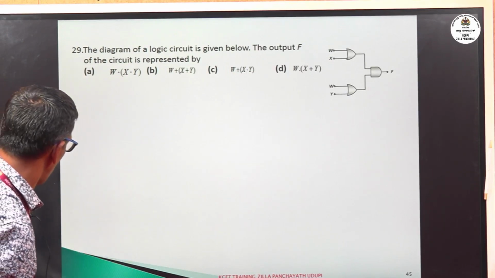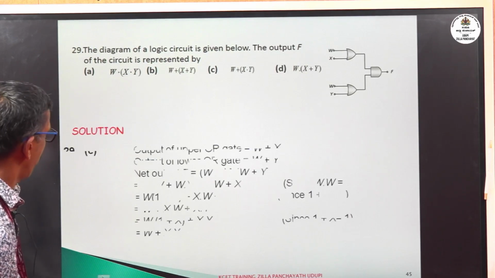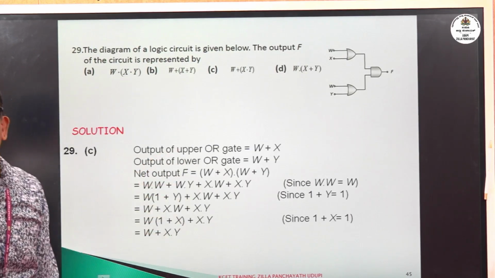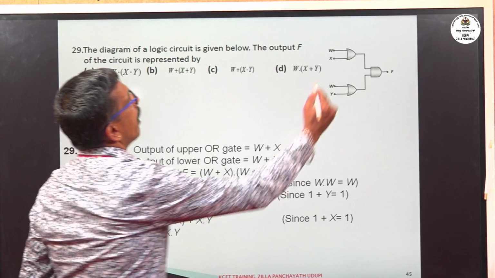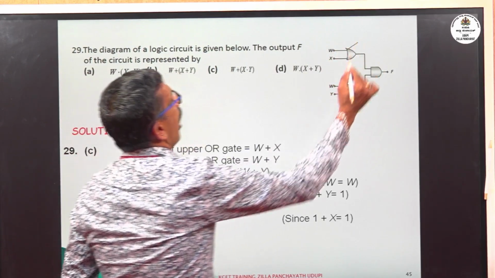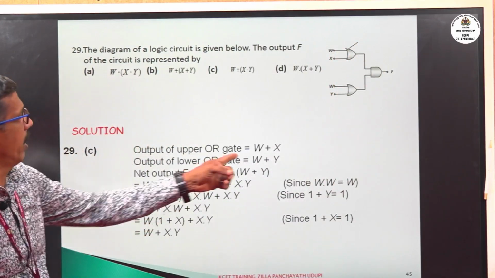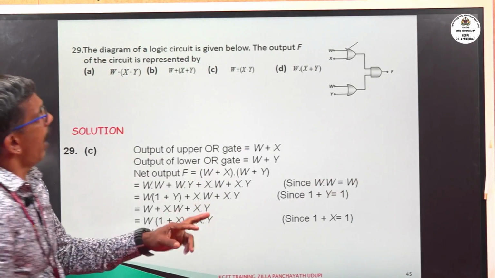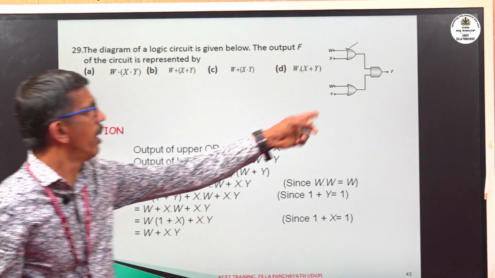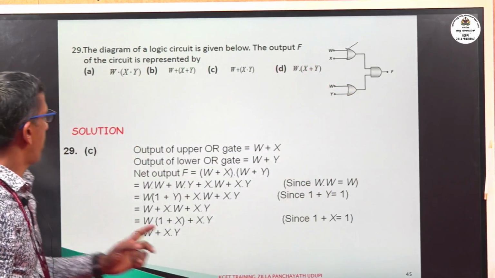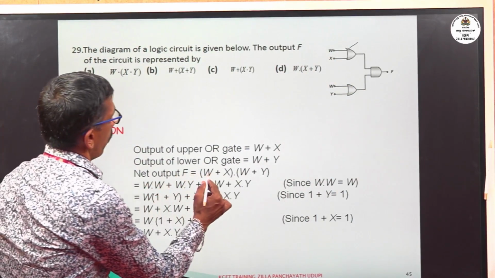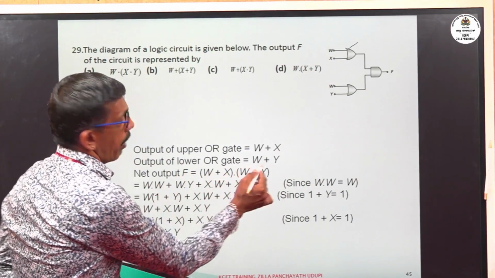Now we see the solution. Output of the upper OR gate is W plus X. Output of the lower OR gate is W plus Y. The output of both OR gates goes to an AND gate, and we see the product. Net output F is equal to (W plus X) dot (W plus Y).